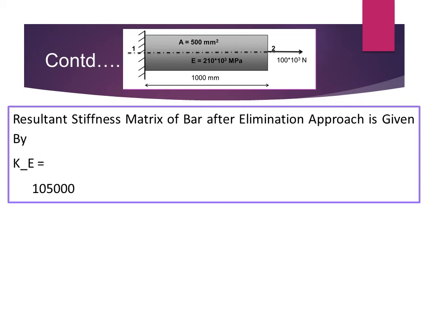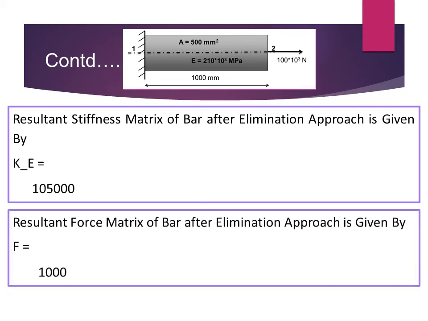So after elimination, the K underscore E matrix is given by the MATLAB program as output, equal to 10 raised to 5 into 10 raised to 3, that is only one element, and after that by giving the input F is equal to 1000 Newton.